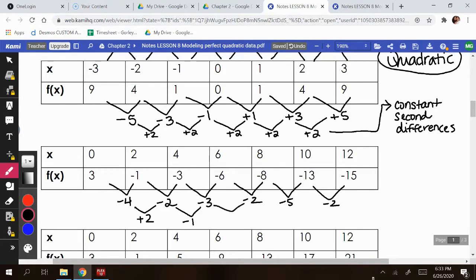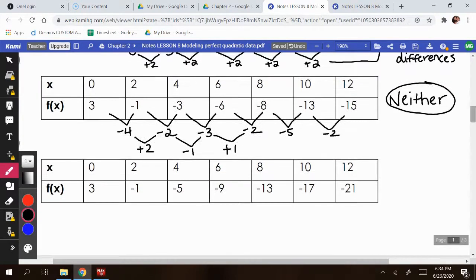If I go from -3 to -2, you could do -2 minus a -3. That would end up being +1. Okay, and I'm not even going to go any farther. This is going to be an example of neither, because the first differences are not constant and the second differences are not constant.